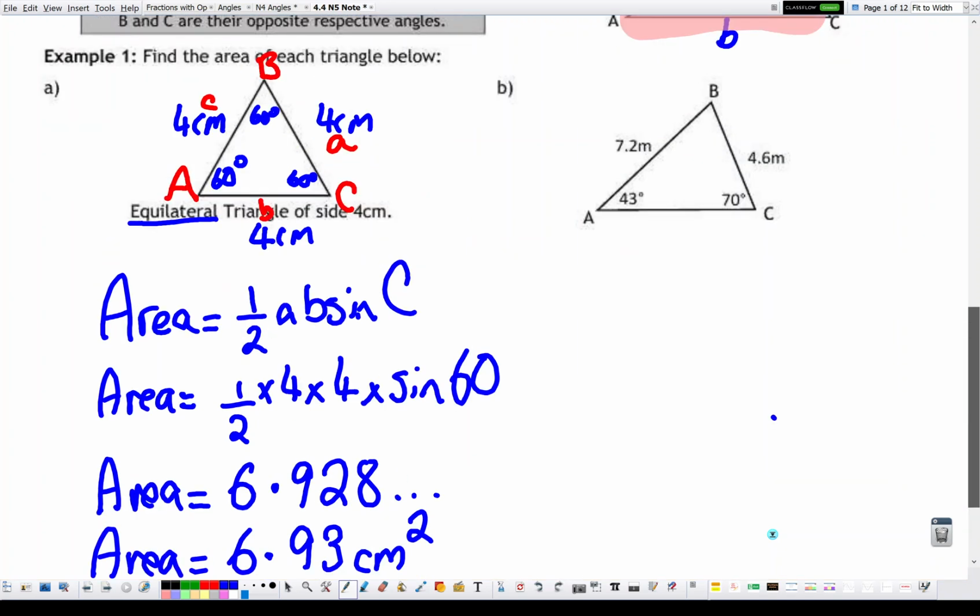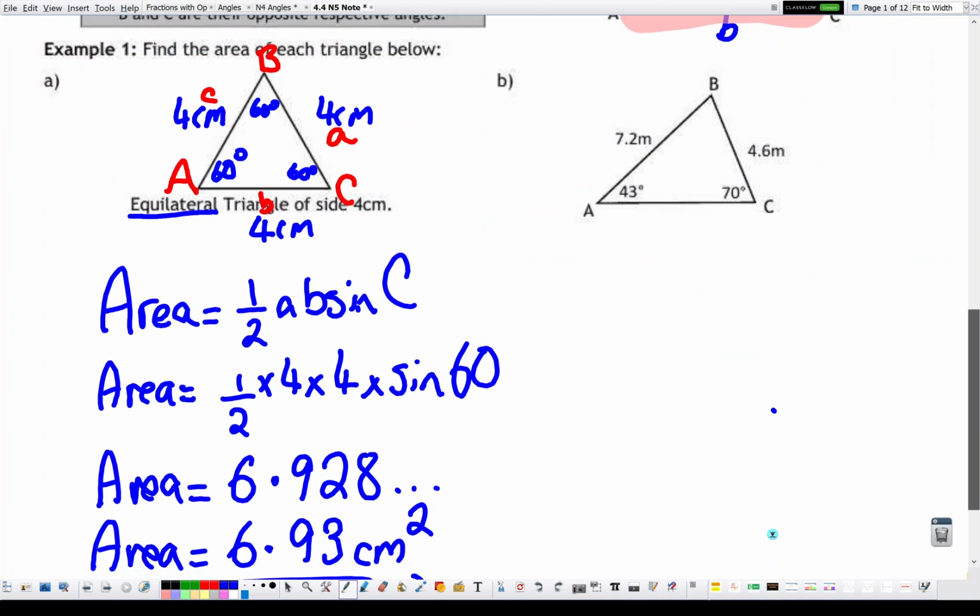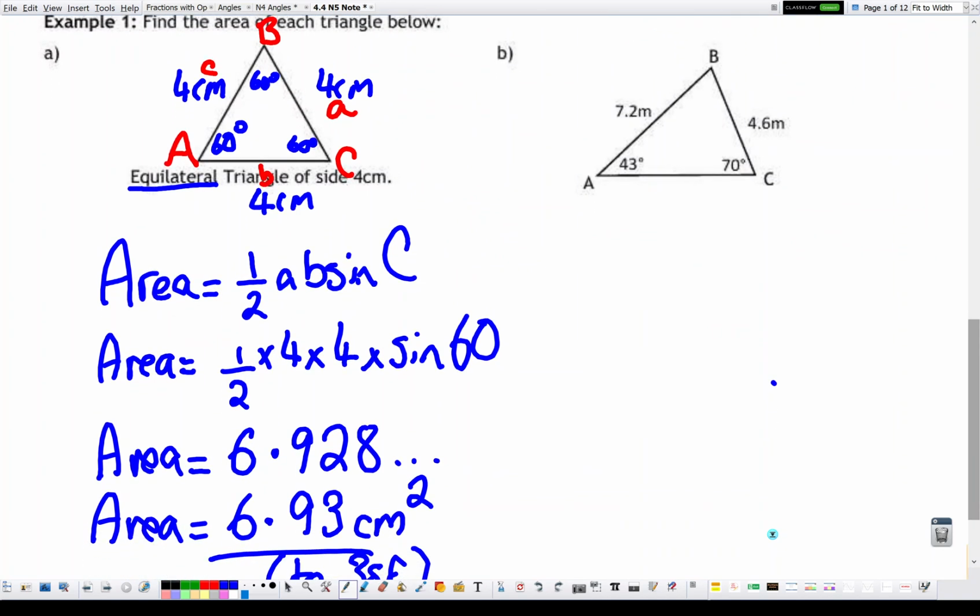Let's try another one. Draw that second triangle in example B, please. It's already labelled for us. It's labelled, but we'll see if we have to change anything.